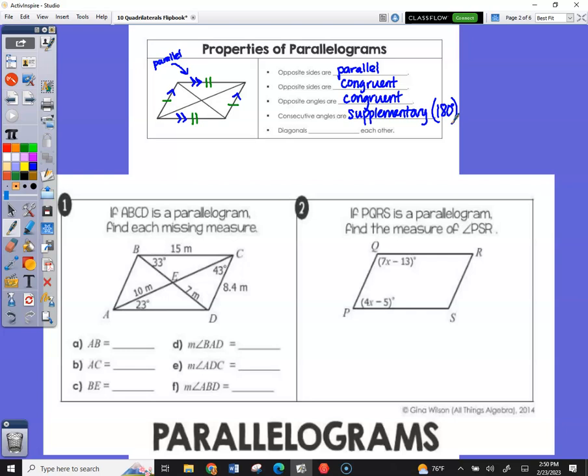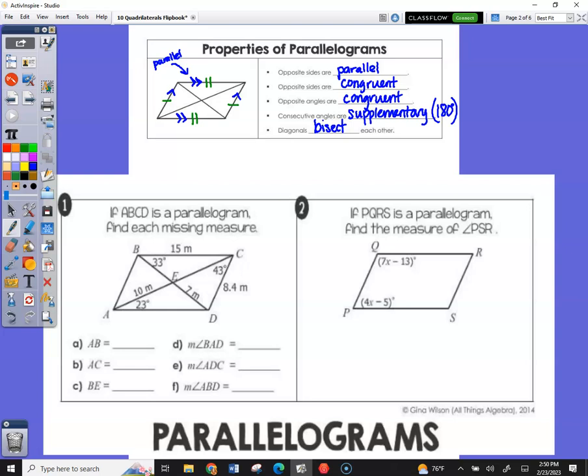Then the last property that's listed says diagonals blank each other. The word that goes here is bisect. Do you remember what bisect means? Cuts it in half. Bi means two. It's intersecting to create two equal parts.